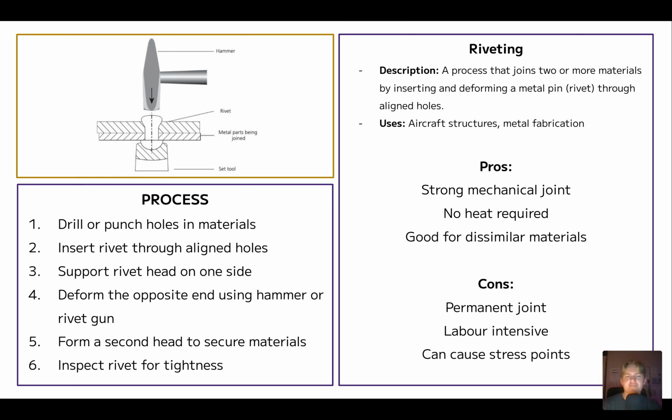You're essentially just deforming the rivet by securing it on one side and compressing it on the other, which then makes it wider and fill out the hole, and creating a head on the opposite side so that it can't be pulled back through. At which point, once you're done with that, you can then inspect it to make sure that it is tight.